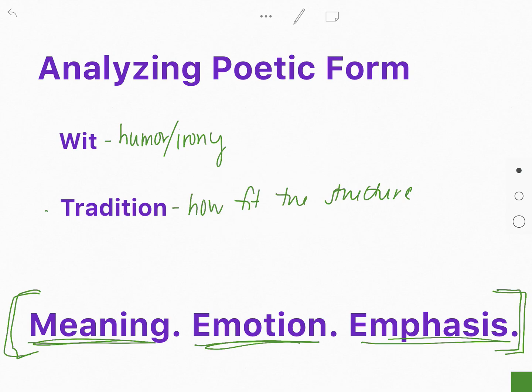So I hope that walks you through how you can analyze the poetic form. When you do a poetry analysis, if you recognize a poetic form, you can certainly analyze, and then, like I said, see if it's for wit, for tradition, for meaning, emotion, or emphasis, to determine why the poet made that choice.